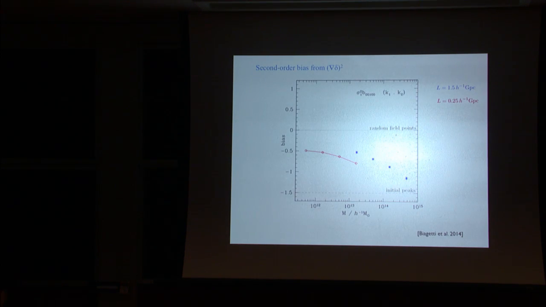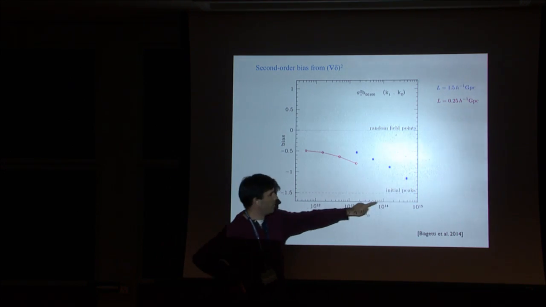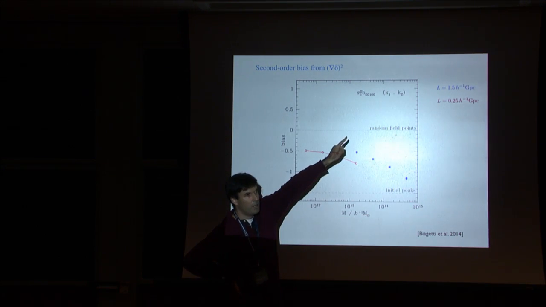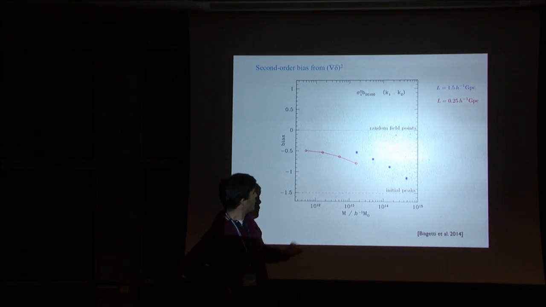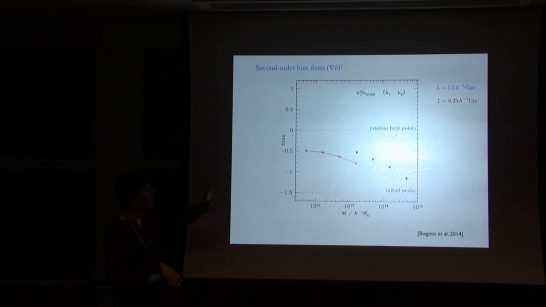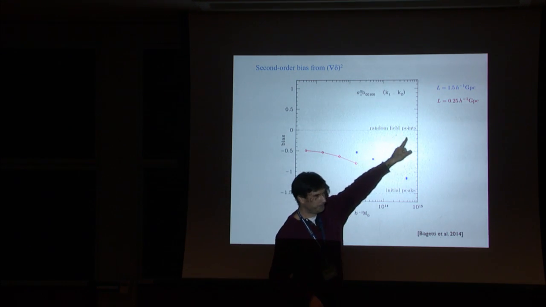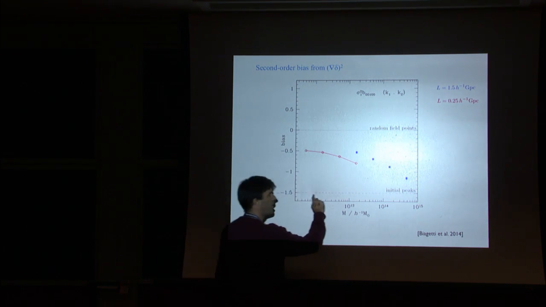This is something we tried to do, for instance, for the bias that multiplies gradient squared. So how does this look? Here I have the bias as a function of halo mass. This term in your power spectrum multiplies k1 scalar k2. If you had random field points, if the halos did not care about this at all, it would be exactly 0. If the halos were exactly peaks, then you can show that it should be exactly minus 1.5.